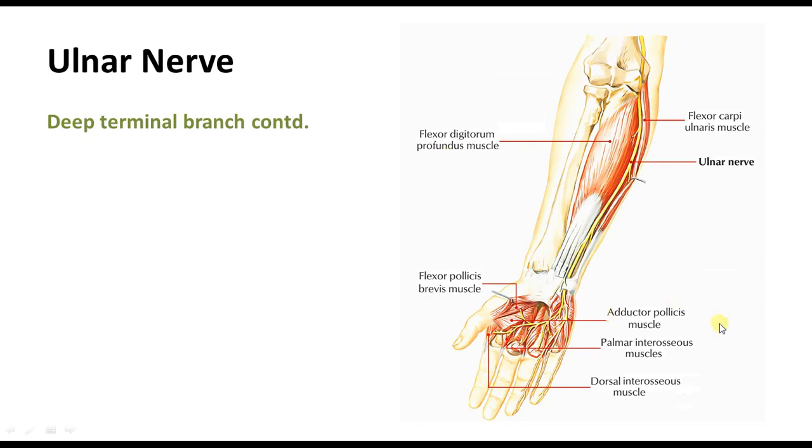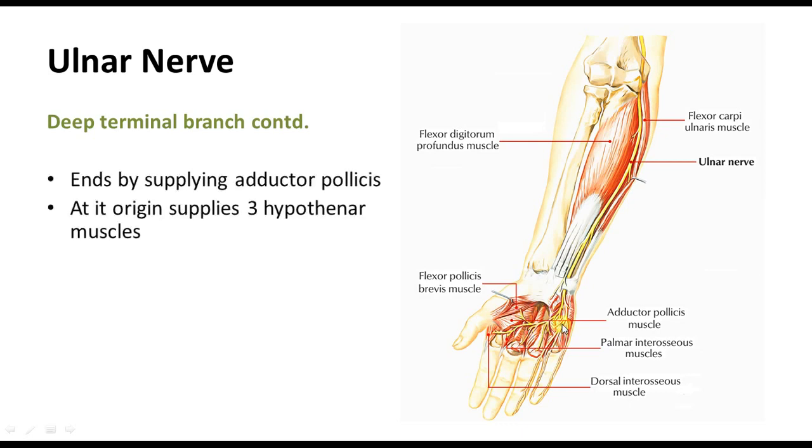So here you are able to see the deep palmar arch will be present in the hollow or concavity of the deep palmar arch. The deep branch of ulnar nerve ends by supplying the adductor pollicis. So the deep branch at its origin gives 3 branches to the hypothenar muscles: abductor digiti minimi, flexor digiti minimi and opponens digiti minimi. Then along its course it supplies the palmar interossei, dorsal interossei, 3rd and 4th lumbrical muscles.